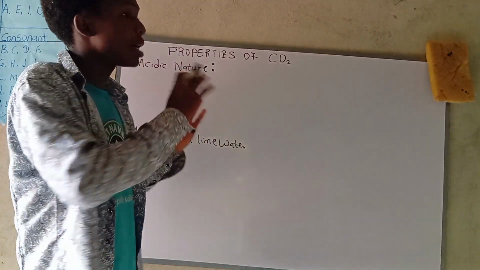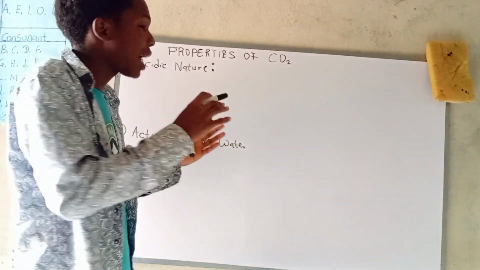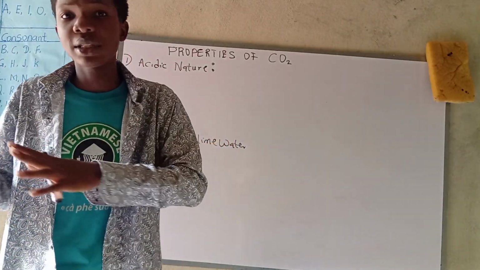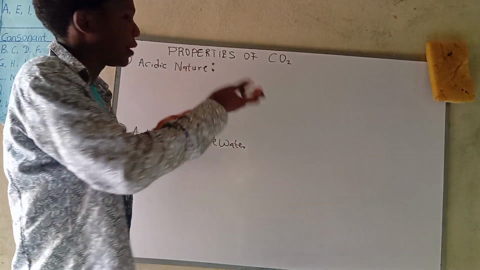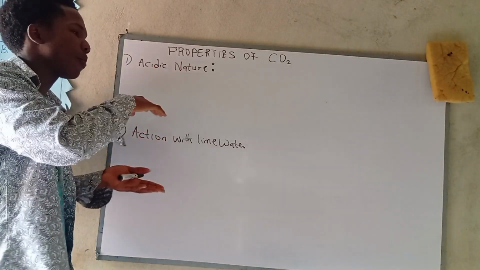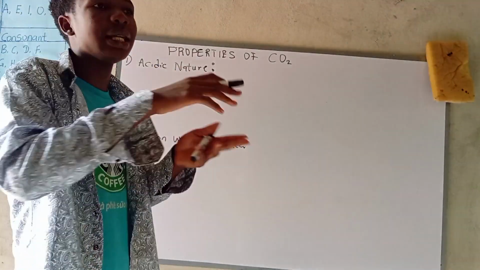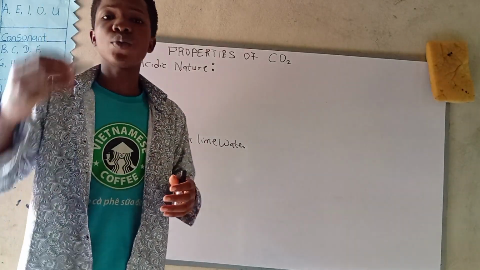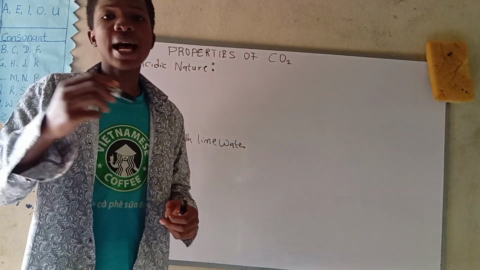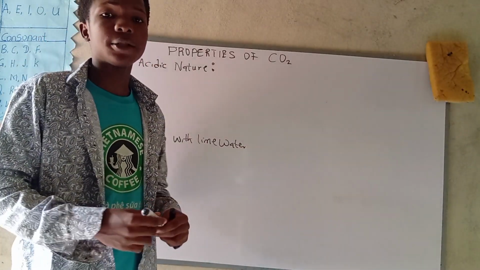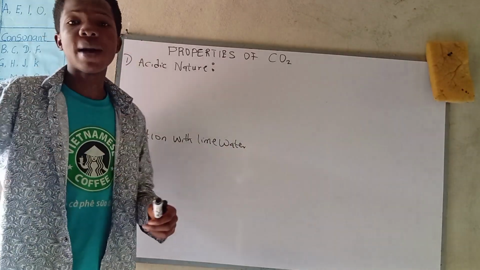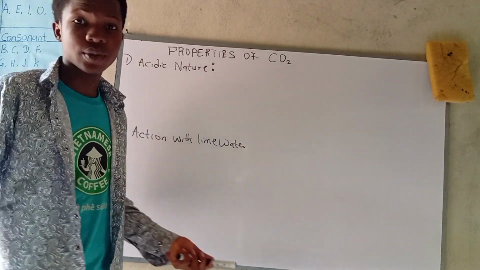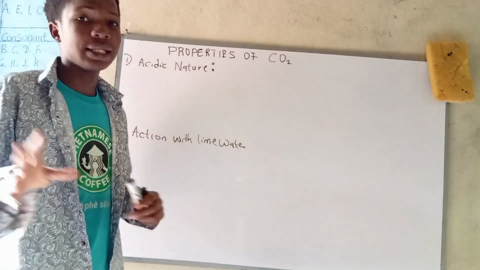This is what we are trying to say. That weak dibasic acid it formed is why we now classify it under one of the properties, as it has an acidic nature, which is why we can say that CO2 is an acid anhydride. You understand? Because it can form acid when it reacts with water. That is why it's called acid anhydride.